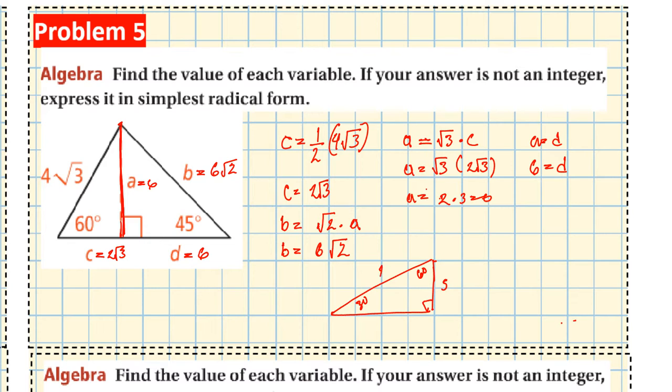Now there's also the 45, 45, 90 degree triangle, also on a right triangle, that has a similar relationship. The only difference is that we're not going to use a square root of 3, we're going to use a square root of 2 for the hypotenuse. So go ahead and try the practice problems on your own.